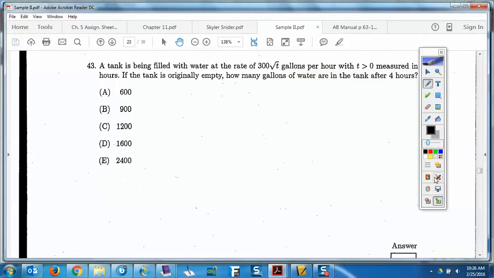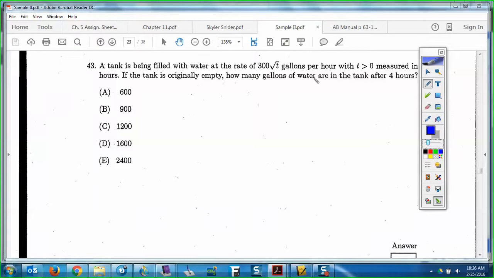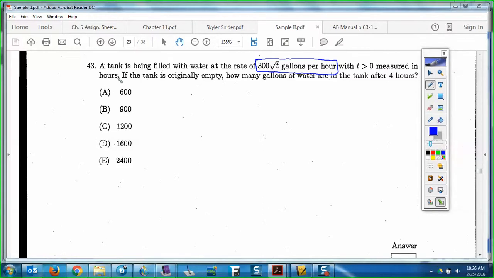We've done a problem similar to this. It says a tank is being filled with water at this rate, gallons per hour. T is measured in hours. If the tank is originally empty, how many gallons of water in the tank after 4 hours? Will anybody have an idea of how we could go from gallons per hour to gallons? Antiderivative.